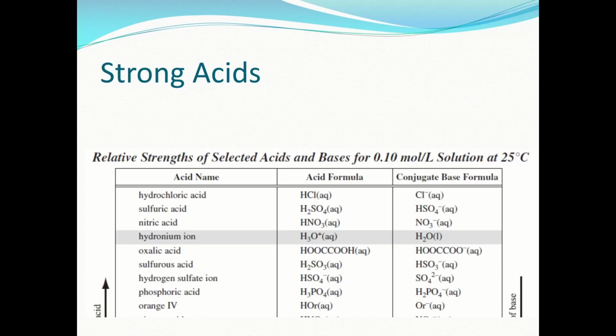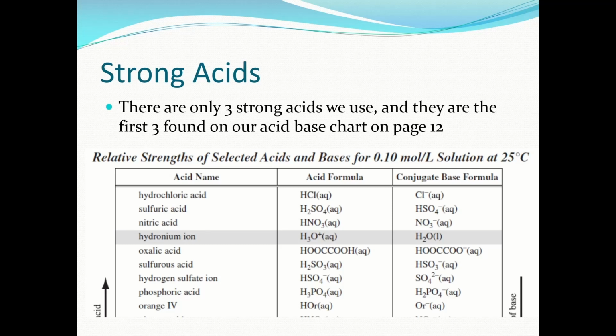There are only 3 strong acids that we deal with in Science 30, and you can find them on page 12 of your data booklet. They're the top 3 on the chart. So these are our strong acids. If I ask you what a strong acid is on the test, just turn to page 12, find those top 3, and that's how you find out what a strong acid is. A weak acid is everything else.